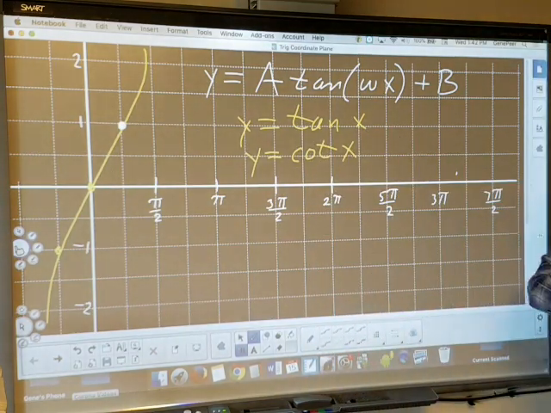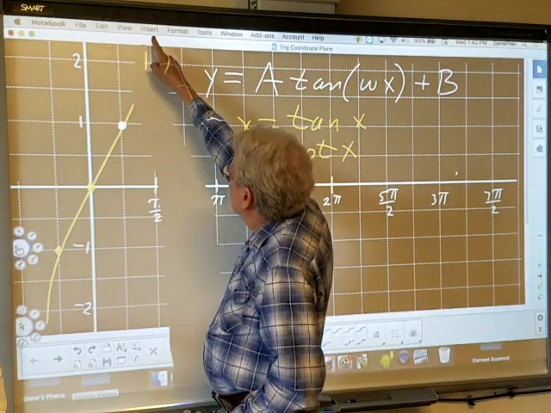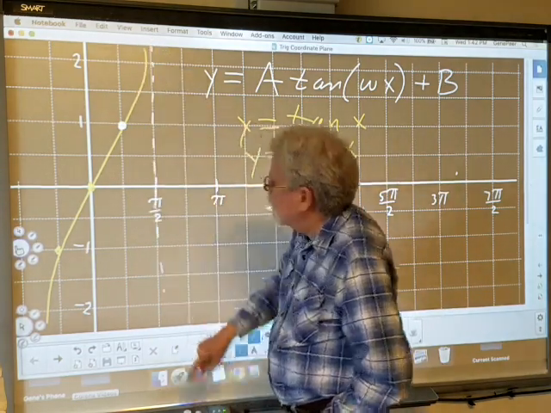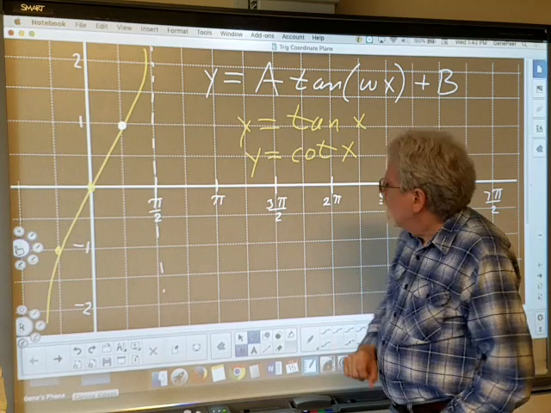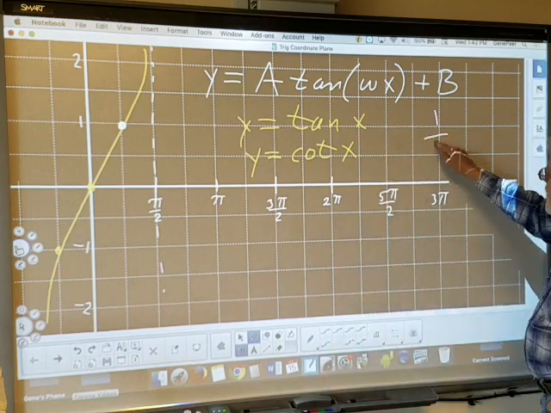But now think about this a second. What caused this asymptote to be a problem? What caused it, remember, is that we had 1 divided by 0.